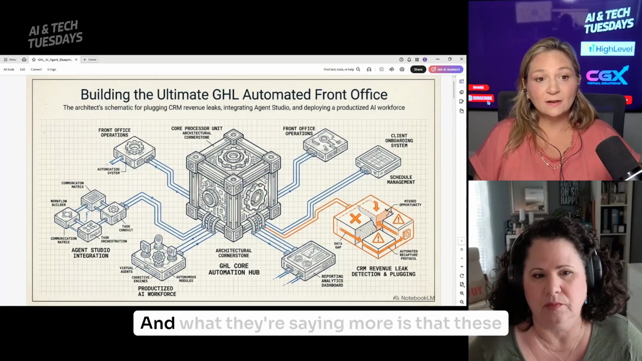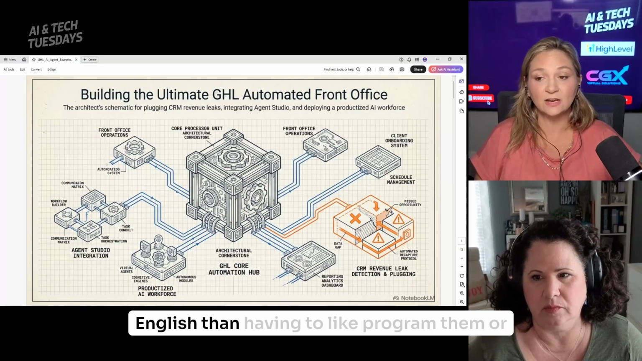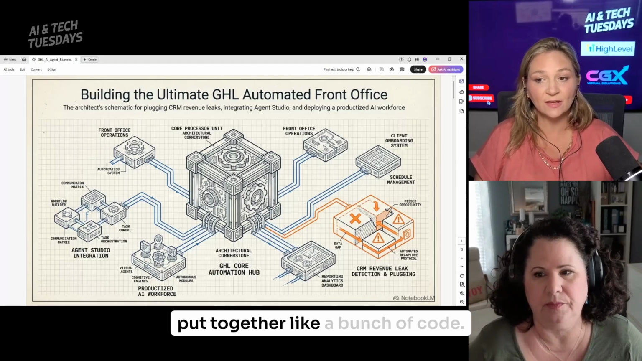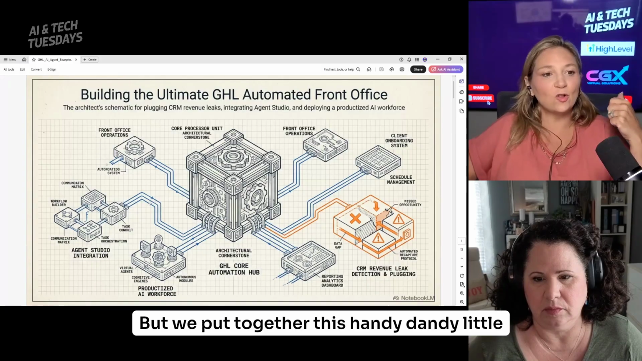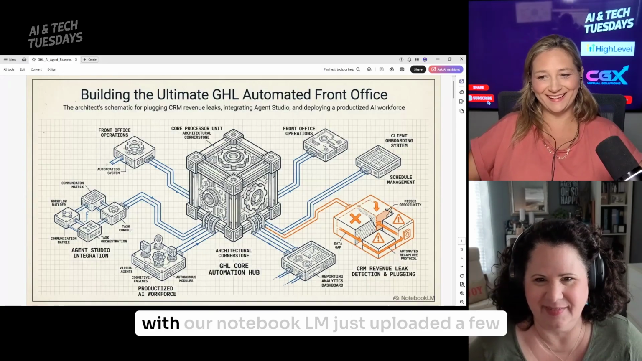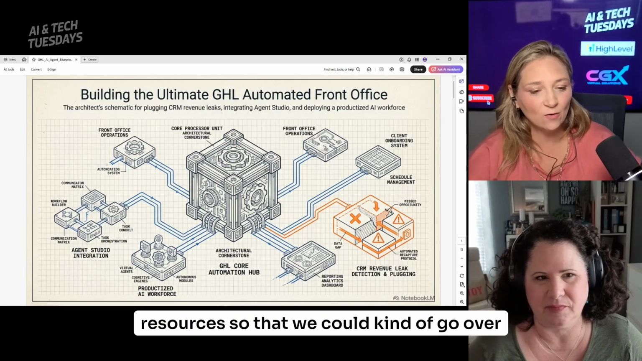And what they're saying more is that with these super agents you can talk to them in plain English rather than having to program them or put together a bunch of code. But we put together this handy dandy little blueprint with our Notebook LM, just uploaded a few resources so that we could go over this together.